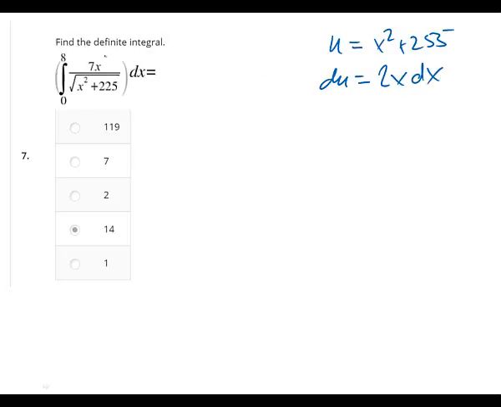Ooh, so will a u sub work? We have an x dx, right? It's not a big deal to move the number over. So 1/2 du equals x dx. So let's do a u sub.